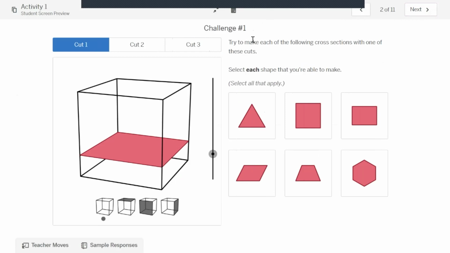Again, challenge one. Try to make each of the following cross sections with one of these cuts. All right, so we can make the square. It's right there, done. Also, this one here. It's right here, already done.